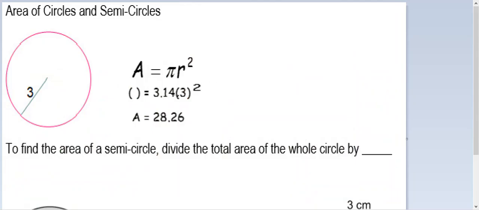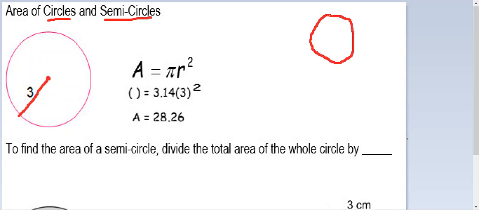All right, the last shapes we need to know are the areas of a circle and semicircles. So the formula for area of a circle is pi times the radius squared. Remember, radius is only halfway. So here the radius of this is 3. The radius is halfway through a circle.